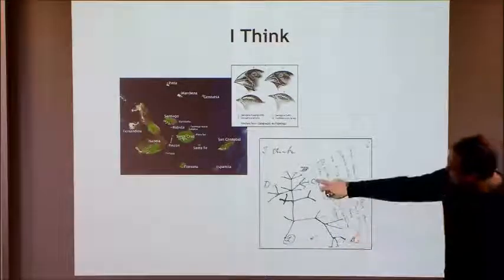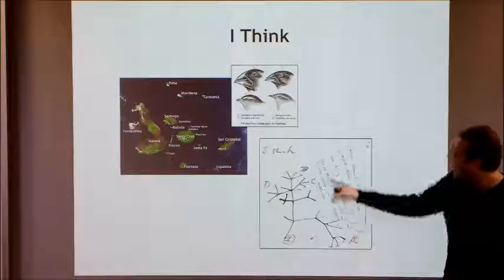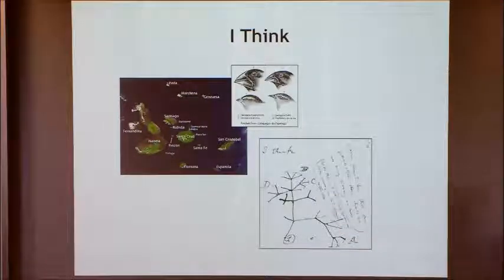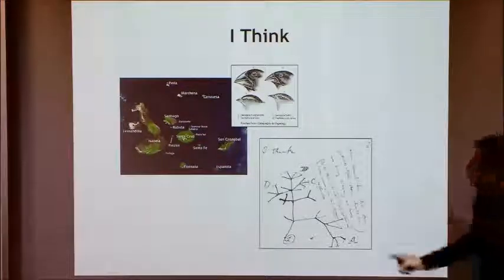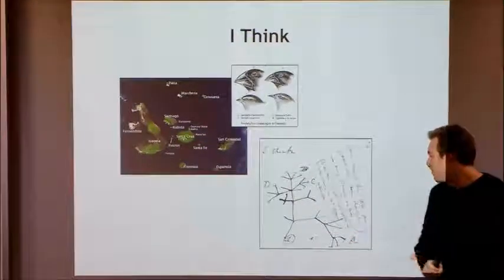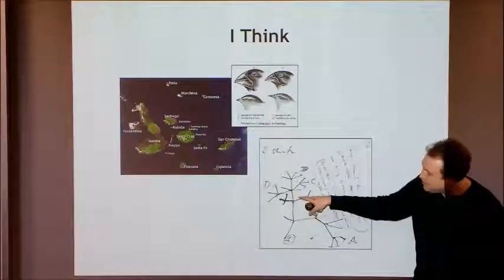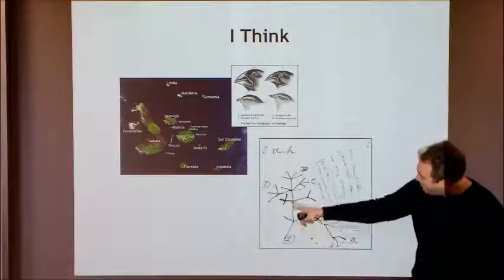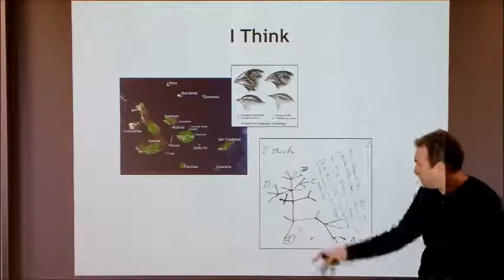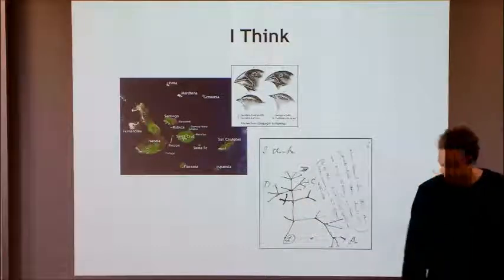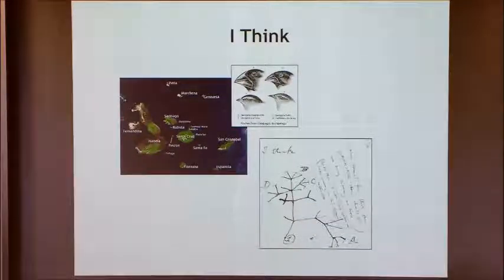And so, for example, A, B, C, and D here would be four different contemporary species of these finches. And our goal is to reconstruct this tree and also possibly some information about what happened along these branches, maybe some parameters of the mutation processes or maybe some mutations that have occurred and so on.